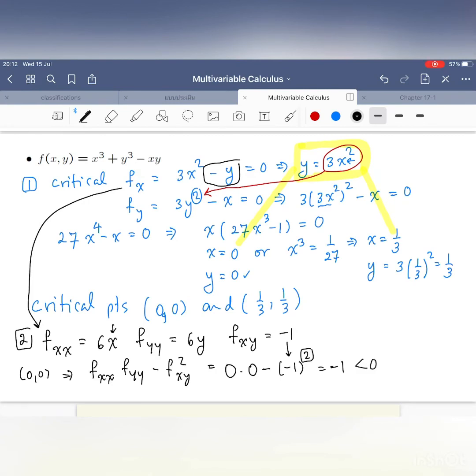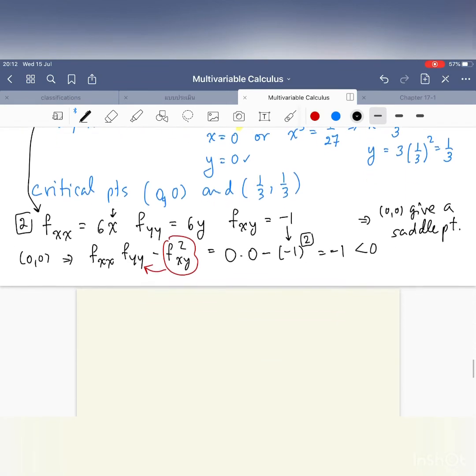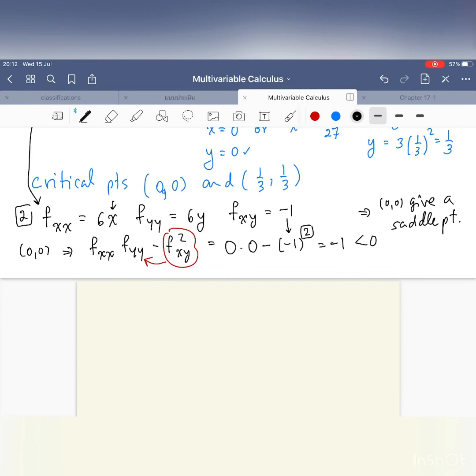So what does this mean? It means that right now your different direction wins, right? A different direction wins. So it means that this point gives you a what? A saddle point. Okay, a saddle point, which is not either max or min.